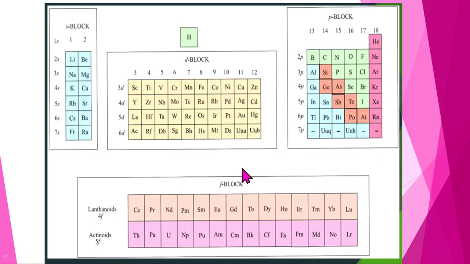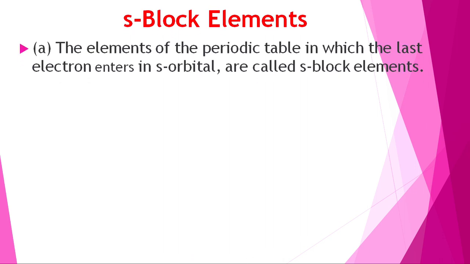Then p block elements, then f block, where the last electron goes to the f subshell. The first series is the 4f series, they are called lanthanoids, and the lower series is the 5f series, these are called actinoids. Now we will discuss the properties of s, p, d and f block elements.